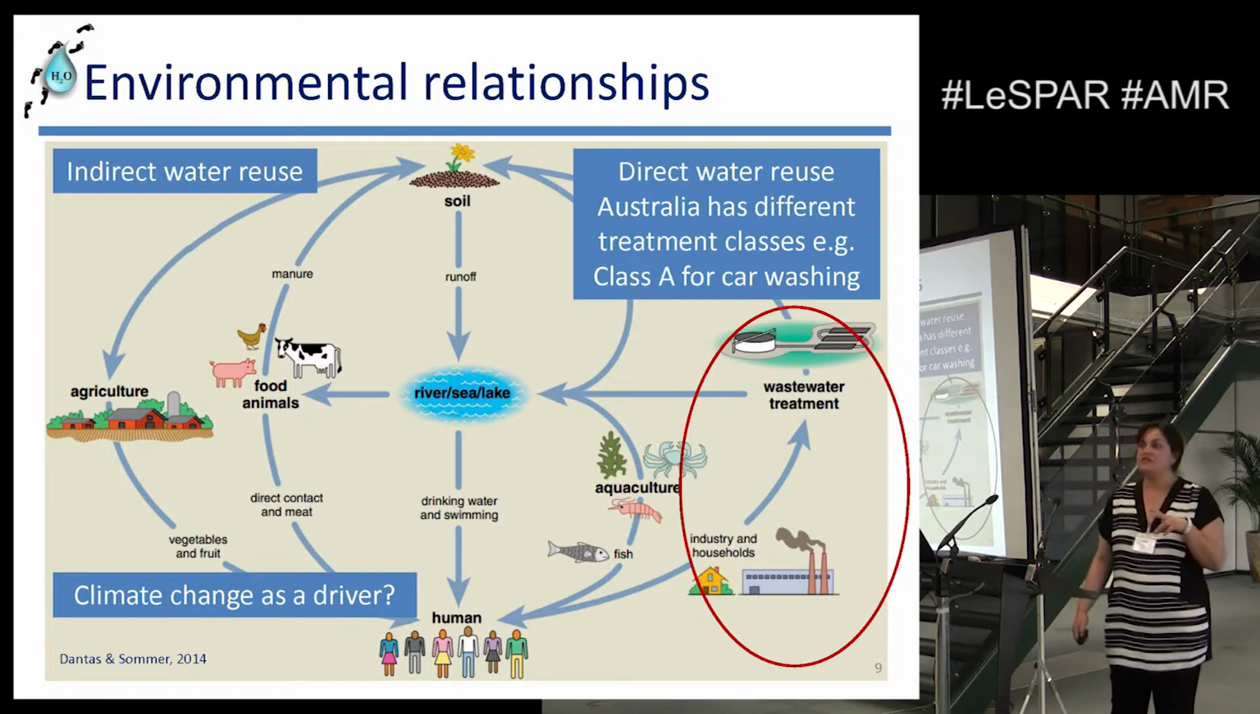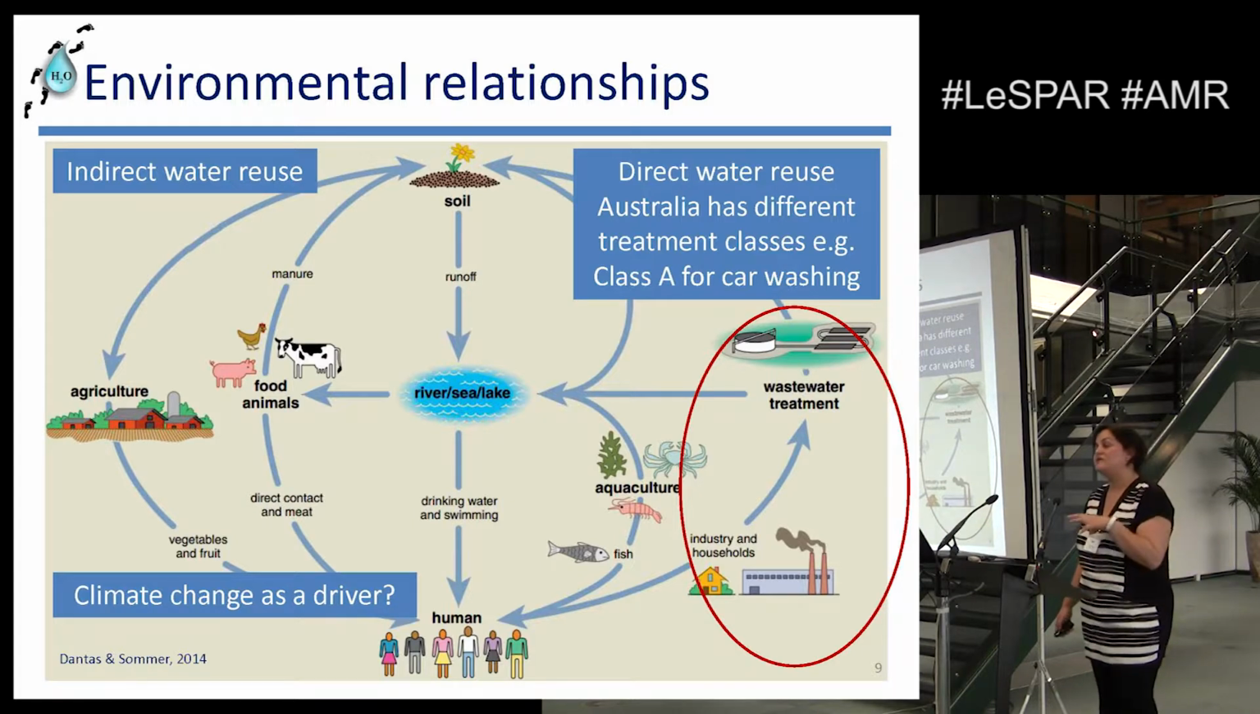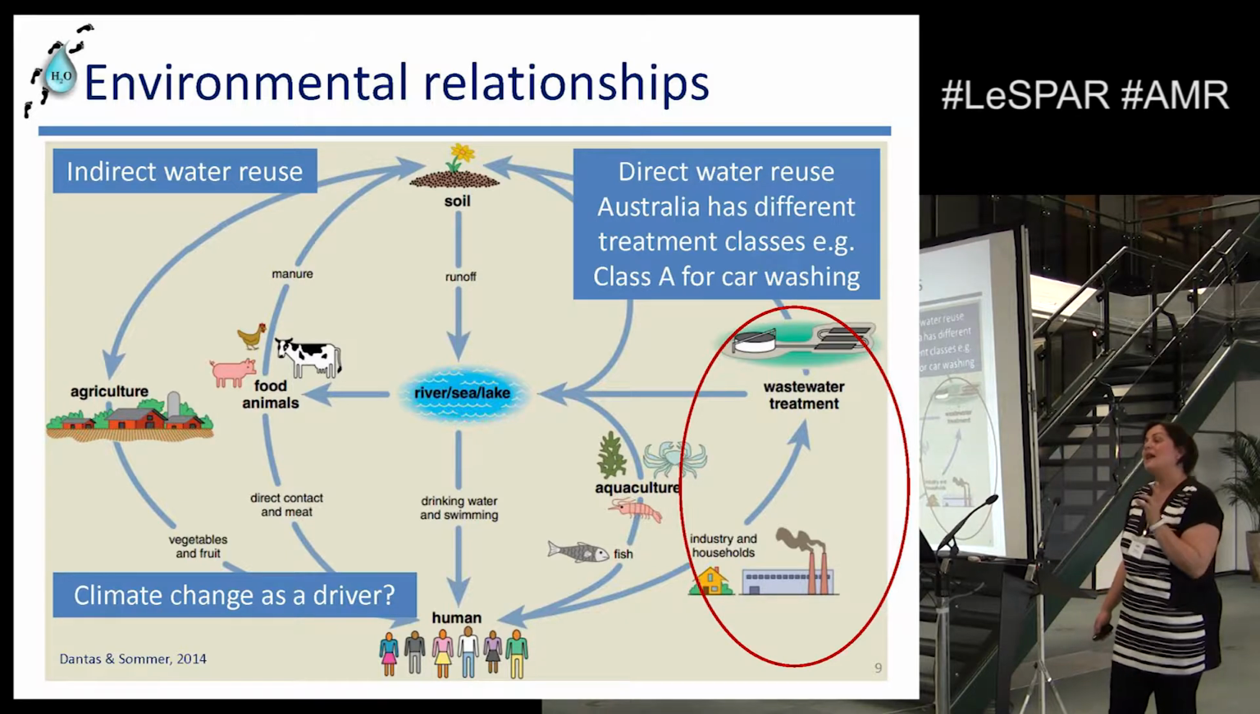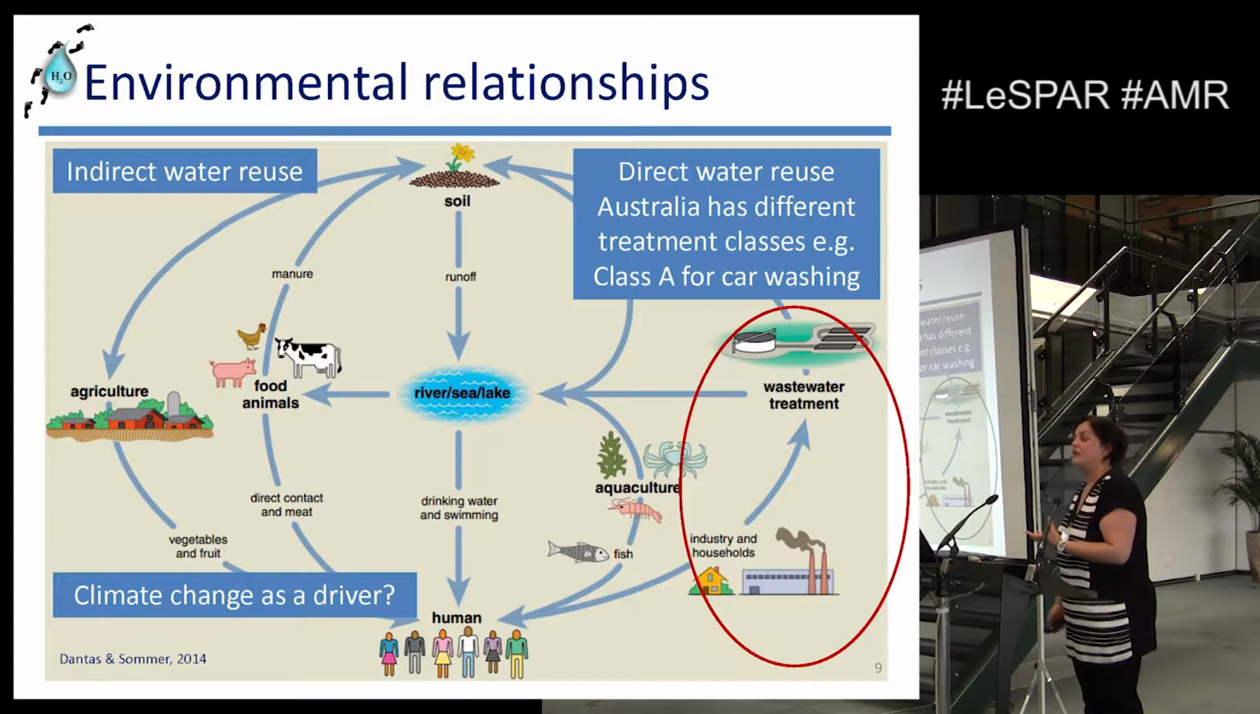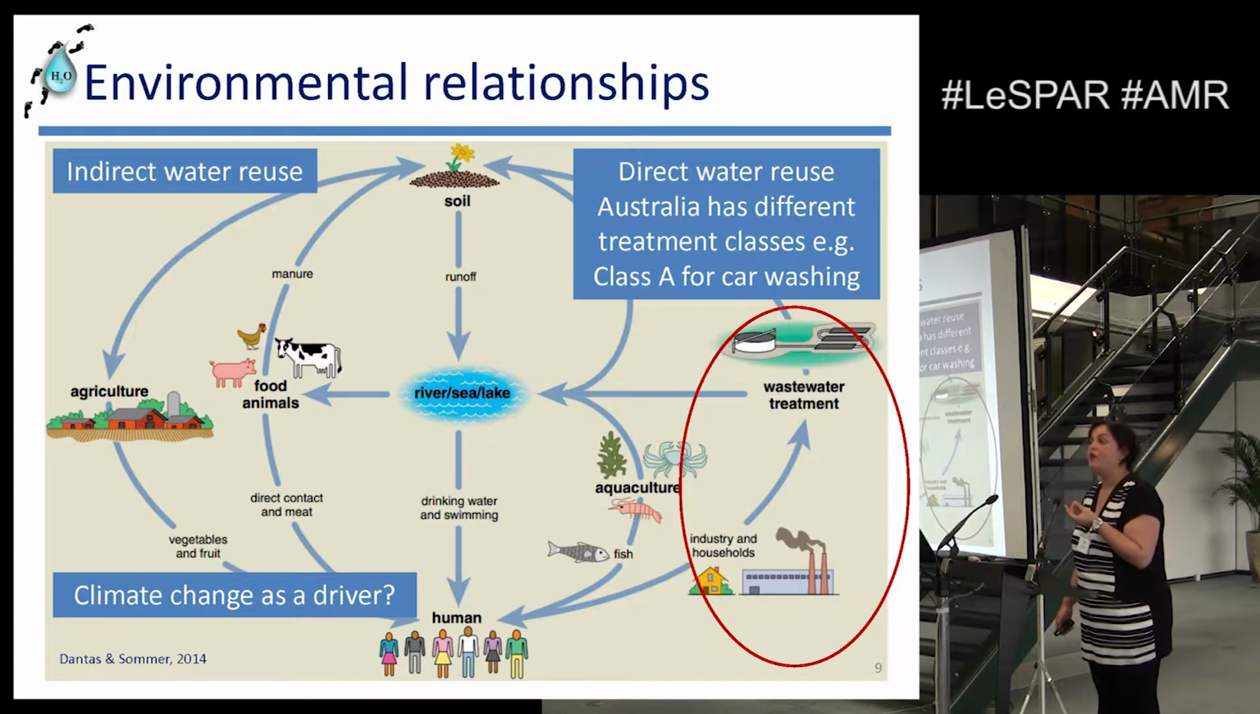However, we're starting to see changes in the way that we process and reuse our water, and we're moving towards direct water reuse. What that means, if you take Australia, which I clearly can't spell, is that it has different treatment classes. So if you treat it to a class A, which means you then have filtration and UV, it is then going to be fit for car washing.